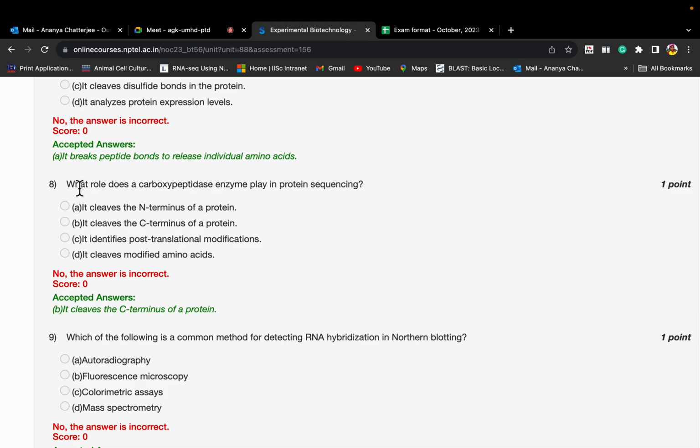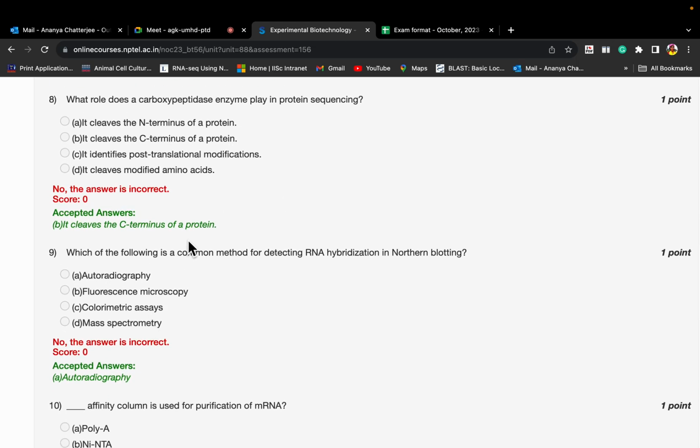What role does a carboxypeptidase enzyme play in protein sequencing? It cleaves the N terminus of the protein? No. It cleaves the C terminus of the protein. It identifies post-translational modification. It cleaves modified amino acids. So carboxypeptidase means it cleaves the protein at its C terminal.